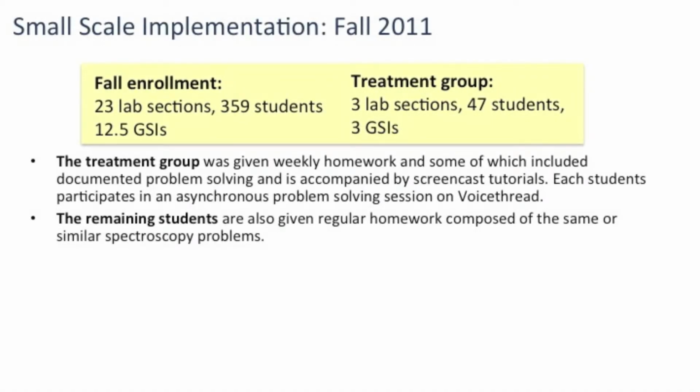So that was our general plan, and we implemented this on a small scale last year in fall 2011. There is a lower enrollment in 216 in the fall, so that was a natural place to start. We started in 3 lab sections, about 47 students, and that became our treatment group. All of the students in the course did the same types of spectroscopy problems for their homework. But the treatment group would have access to the screencast tutorials. They would do the documented problem solving, and they would be organized into groups for regular discussions on VoiceThread.